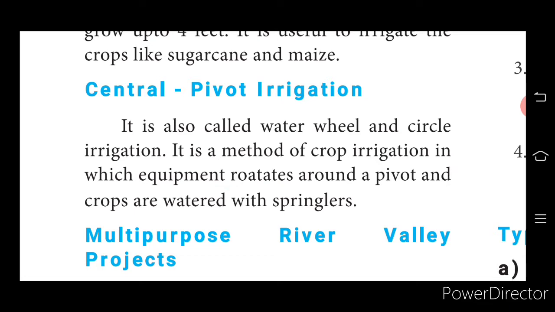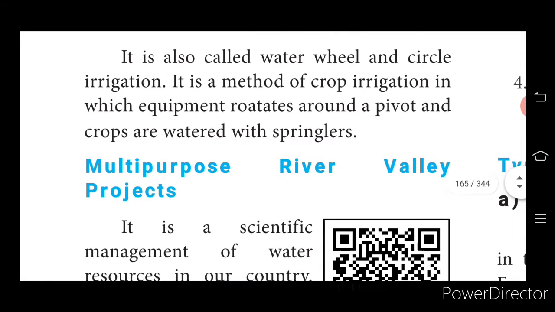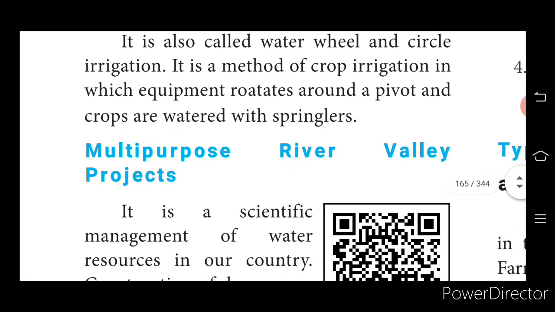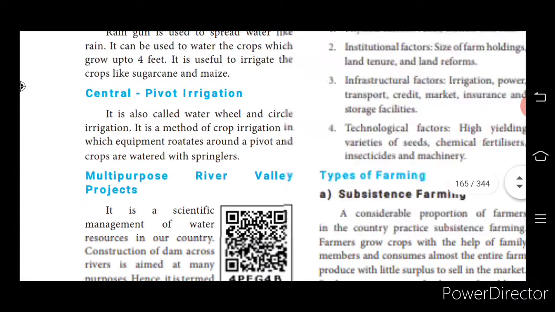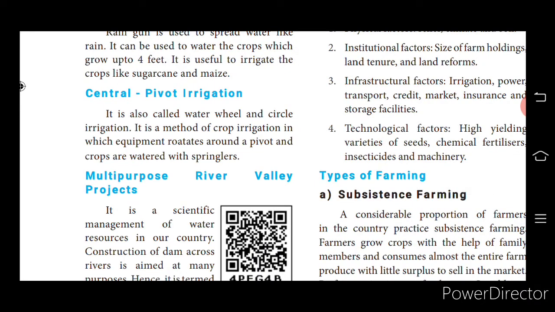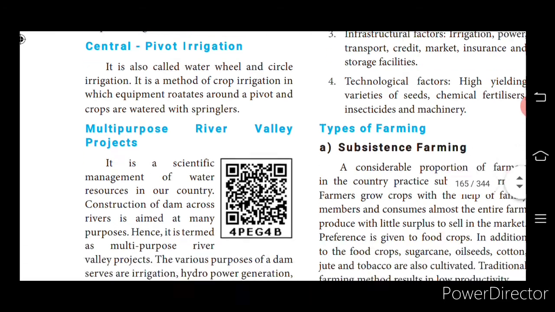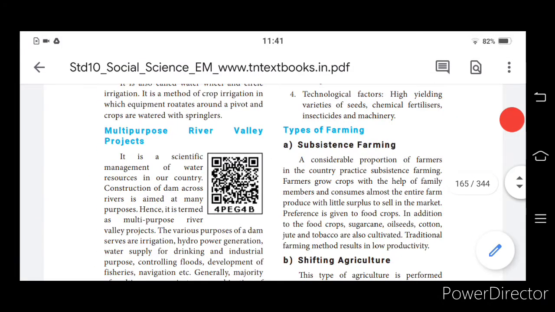Now coming to the central pivot irrigation. It is also called water wheel and circle irrigation. It is a method of crop irrigation in which equipment rotates around a pivot and crops are watered with sprinklers. Through the sprinklers, the water goes through the axis called the pivot. From the pivot, in a circular motion, water will be spread all over the place in an equal amount and volume. Now you can understand all the methods.